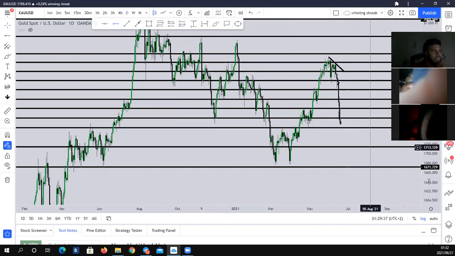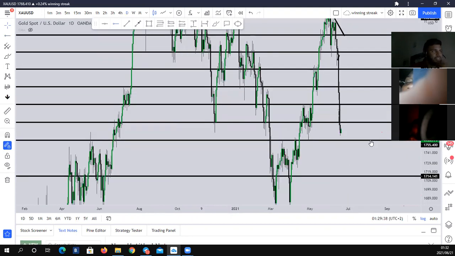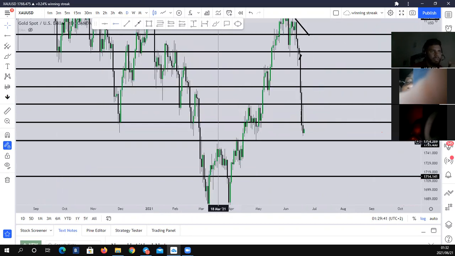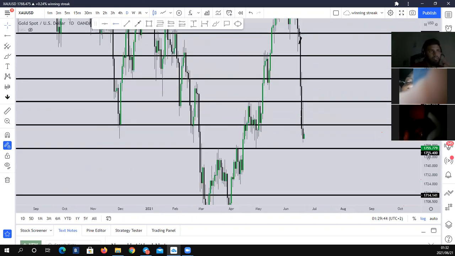So when gold comes to this number at 1755.400, around here, if it drops down to here, I'm going to start buying gold. That's basically what I'm saying, guys. So currently I'm waiting. I'm just waiting for gold to come to here.